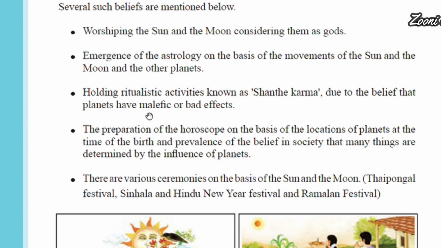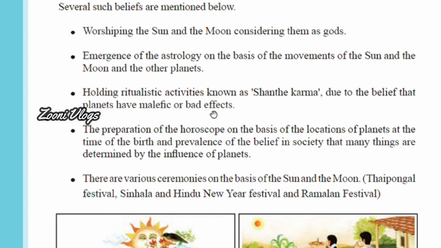Emergence of astrology on the basis of the movement of the sun, the moon and the other planets. That is what I said: you all have your horoscope with you, so astrology is created because of those things. Holy ritualistic activities known as Shanti Karma exist due to the beliefs that planets have malefic or bad effects.